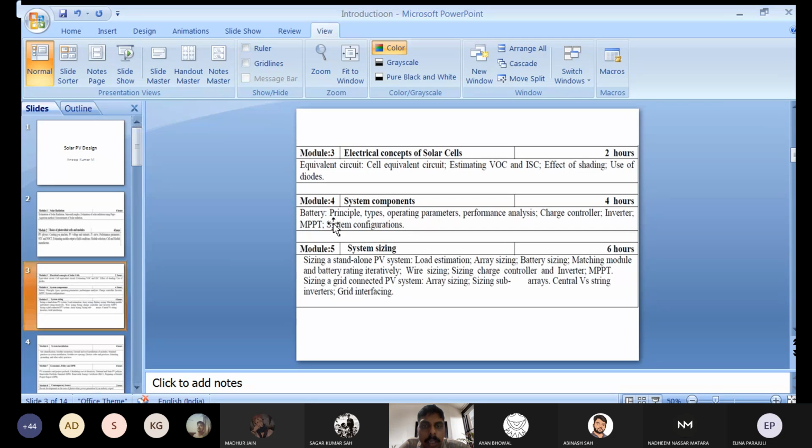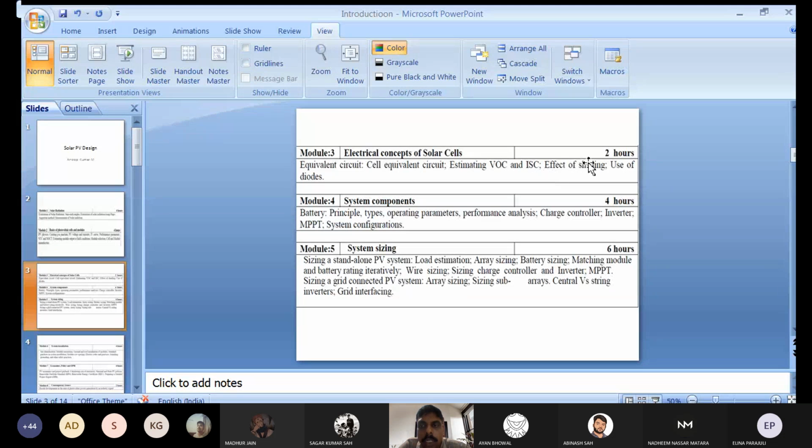Unit 3. What is unit 3? Electrical concept of solar cell. So a solar cell is producing electricity. For any electrical device, we can have a circuit. So we can study the equivalent circuit of a solar cell, estimating VOC and ISC. What is VOC? Voltage, open circuit. ISC means current, short circuit. We will see these terminologies.